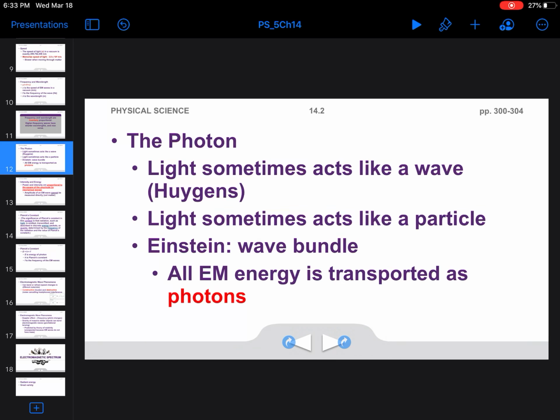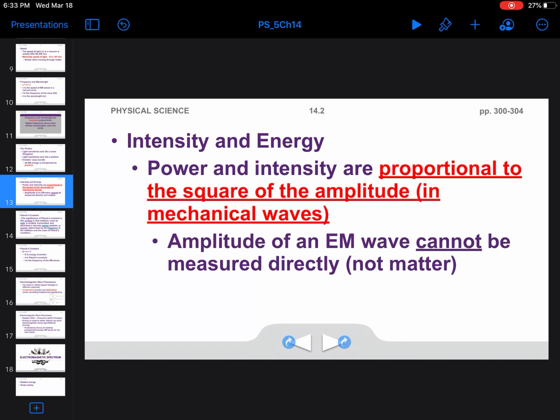This was confusing to many, but Albert Einstein, being the genius that he was, came up with the wave bundle theory, and he proposed that light sometimes acts as a wave and as a particle. He developed this theory that all electromagnetic energy is transported as photons, or small packets of energy. And you need to know that term photon, a small packet of electromagnetic energy.